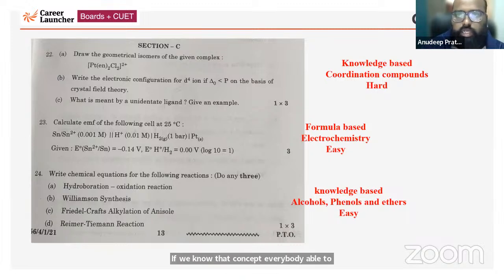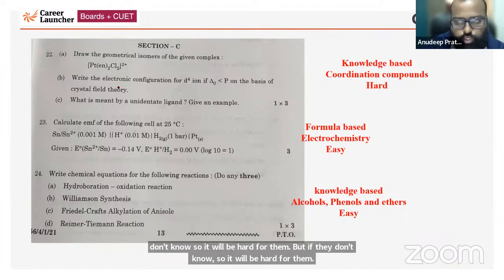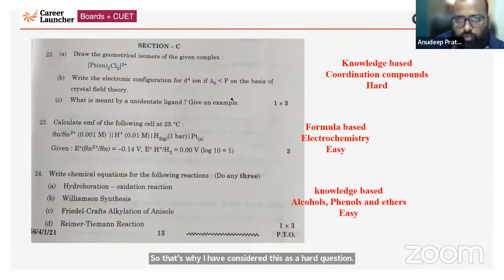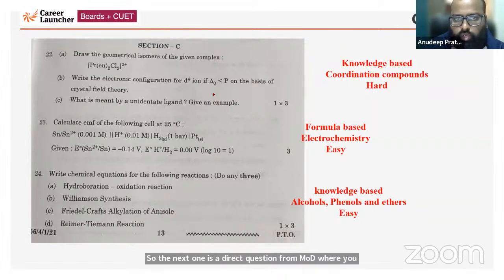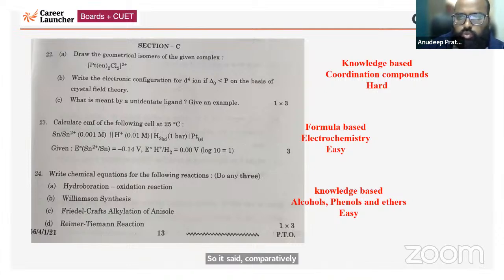So that's why I have considered this as a hard question. Not many questions are hard. I think this is the only hard question I have assigned, but apart from this, all of the questions are very straightforward from the NCERT. So next one is a direct question: what is meant by unidentate ligand? Give an example. That is also a direct question, right? So it is a comparatively hard question from coordination compounds.